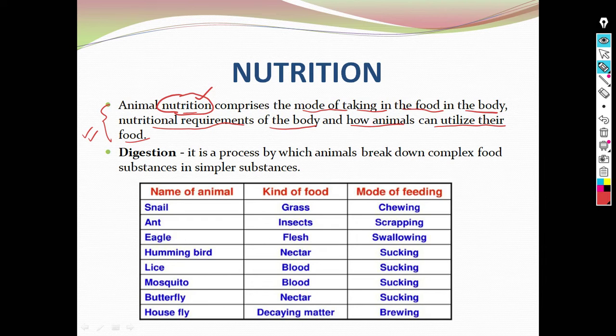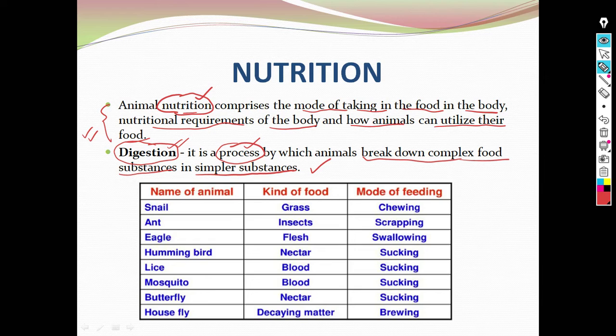Now the question arises here, what is digestion? You must have heard many times that eat the food slowly, or chew the food properly, so it will help in digestion. So how is it helping in digestion, or what is digestion? First of all you should know. Digestion is basically a process by which animals break down complex food substances into simpler substances. So this whole process is called digestion.